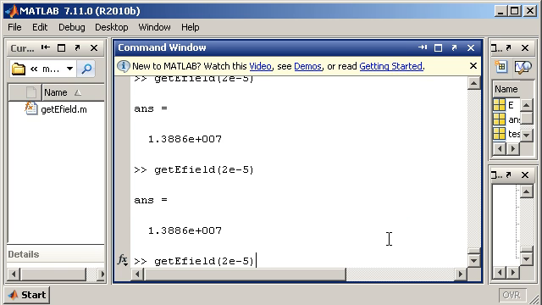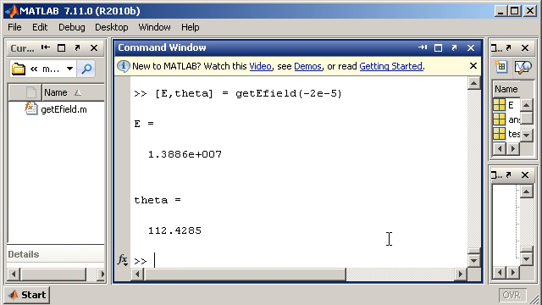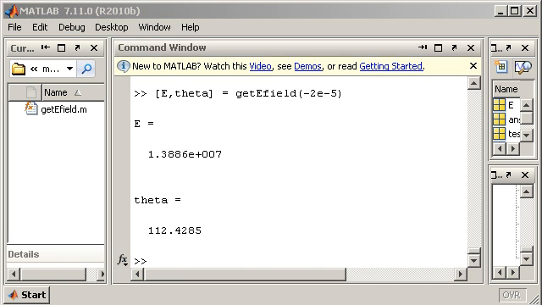By the way, let's try a negative value of charge and make sure it makes sense for that. So it's the angle I'm worried about. The magnitude is going to be the same. That makes a lot of sense. But how about the angle? It's saying the angle is still 112 degrees. This is bad news. I'm expecting if everything is negative, then it's no longer 100.